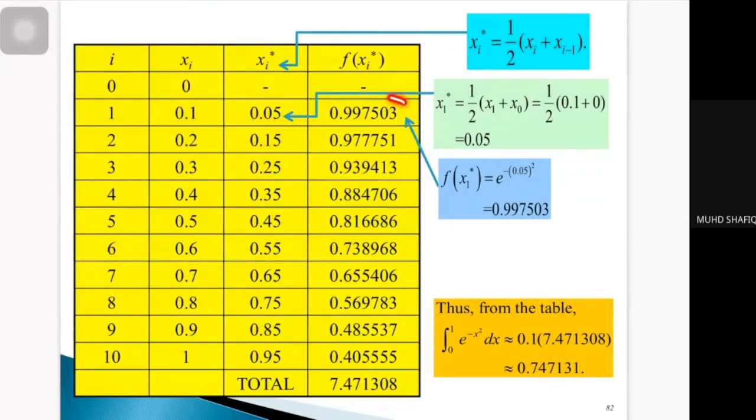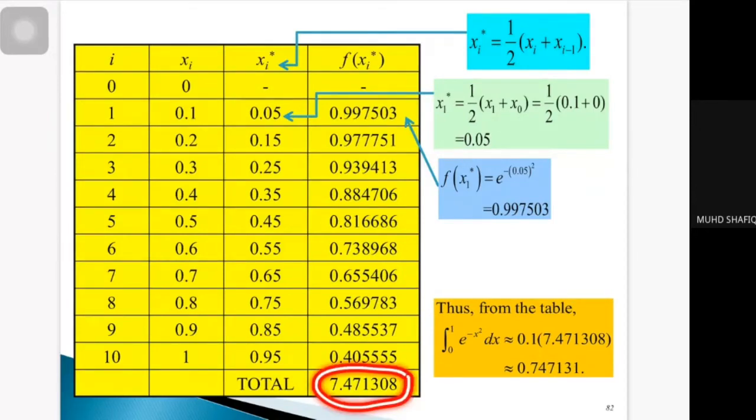And then for f(xi star), just substitute this value xi star into your f(x). This is your f(x), e to the negative x squared. Substitute x equal to 0.05 into this equation, then we will get 0.997503. Then find this value for each i, and then sum up all these values.